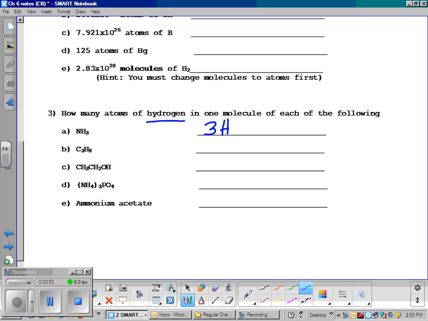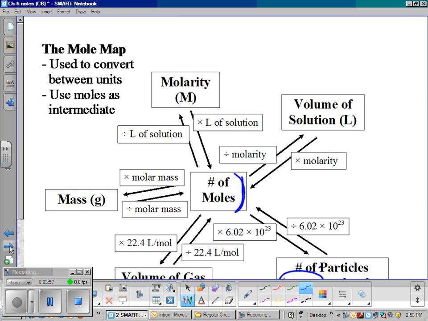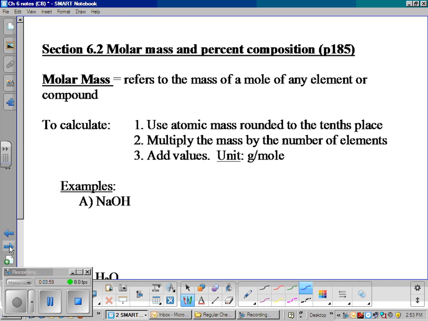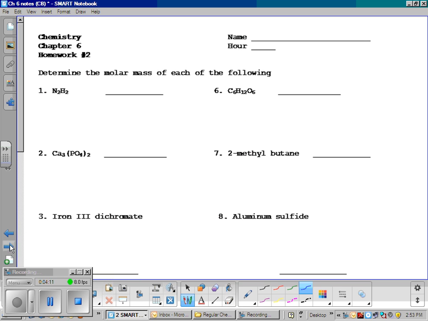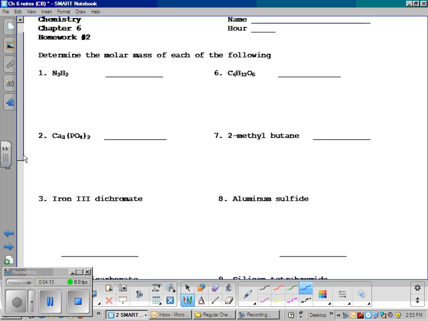Okay, if you turn this over, hopefully, like I said, you listened to the podcast and it showed you how to do molar mass, which most kids thought was pretty simple. Again, you're going to use the atomic mass rounded to the tenths. You're going to multiply the mass by the number of elements, and there is your unit. So hopefully you're able to get these completed in your note packet. And here is the homework that you have, homework 2.